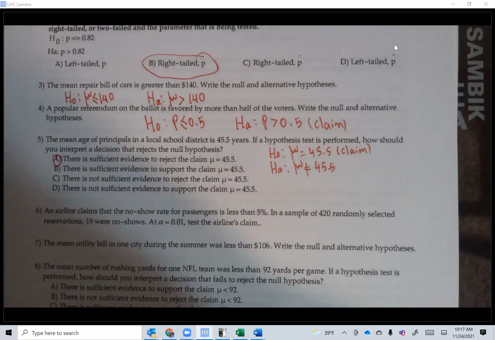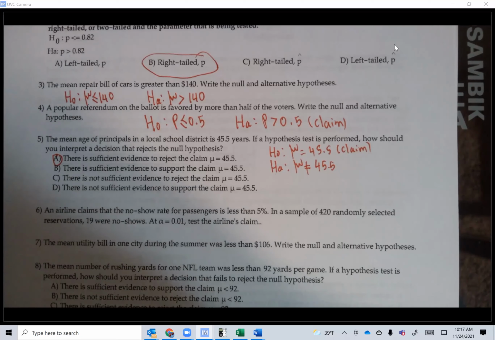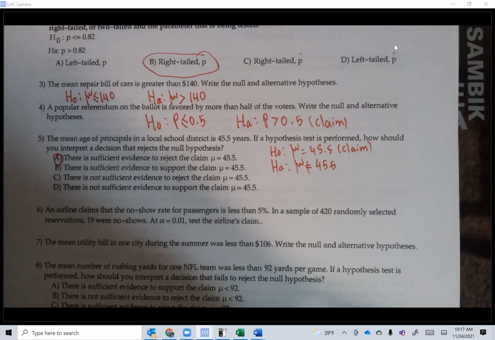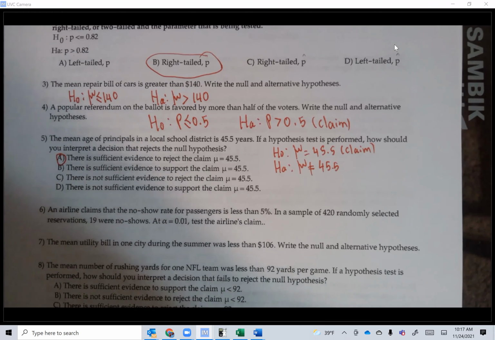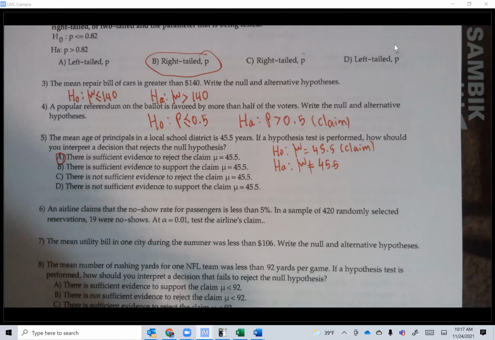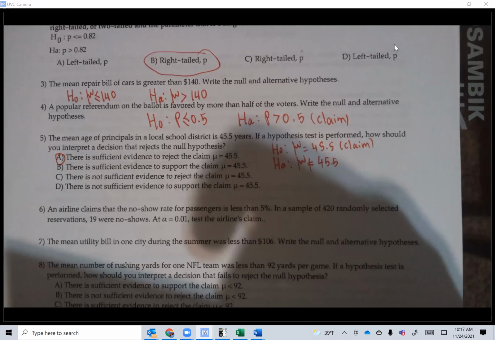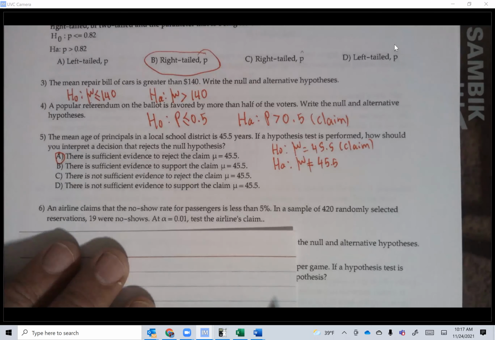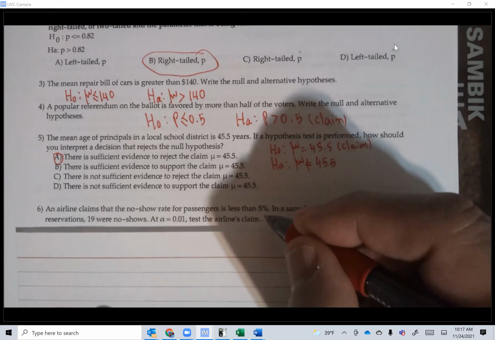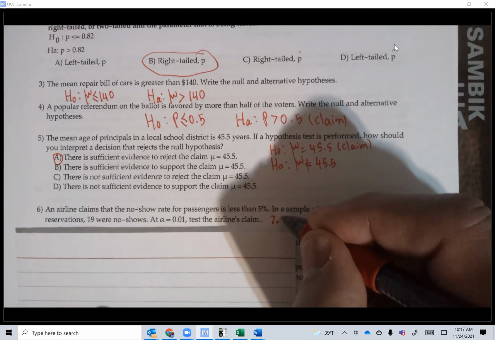Now, guys, we're going to perform a hypothesis test. So everything that I've done so far is section 7.1. For 6, an airline claims that no-show rate for passengers is less than 5%. In a sample of 420 randomly selected reservations, 19 were no-shows. Test the airline's claim. Okay, so now number 6. Once he says percent, guys, you know it's a proportion. So if you want to take a note, this is section 7.4.